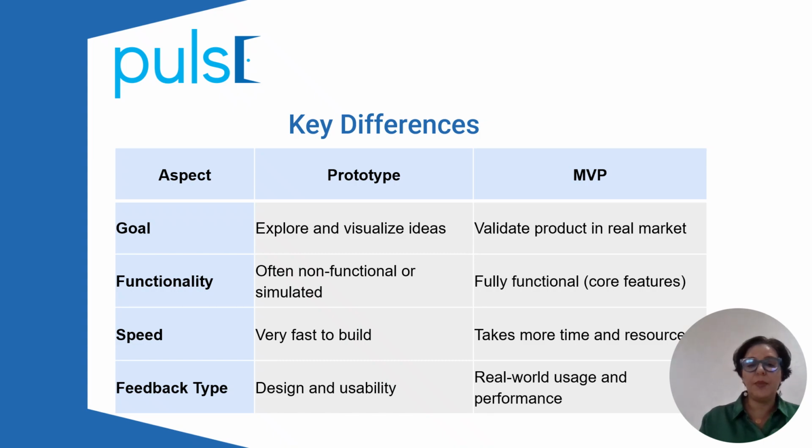The feedback type is design and usability for the first one, and real-world usage and performance for the other. They're going to taste, they're going to touch, they're going to feel, they're going to smell. So they are going to have exposure to the real product or service, not the finalized one, but a test one.